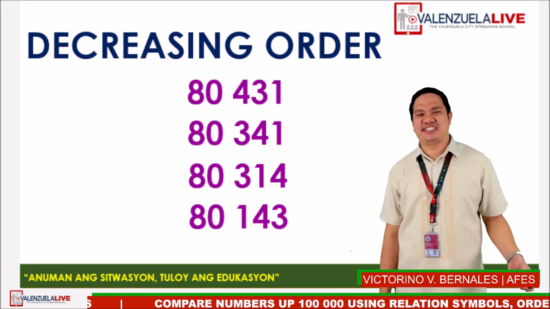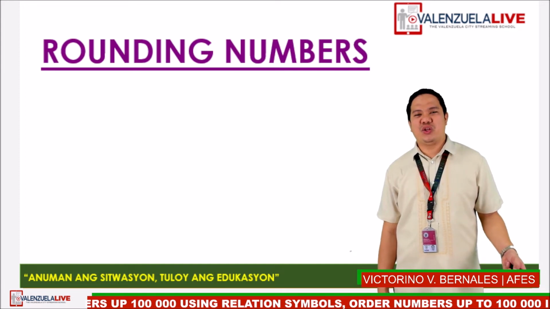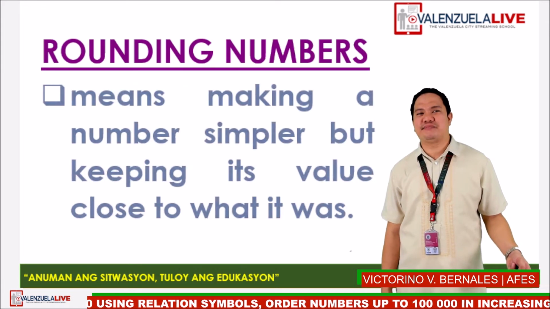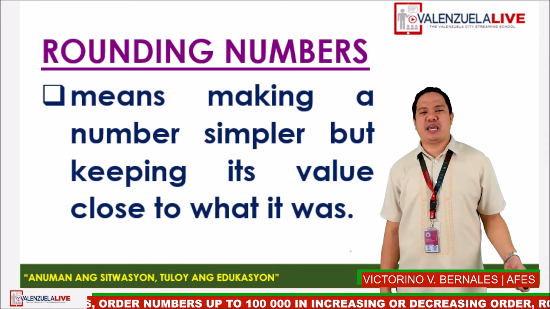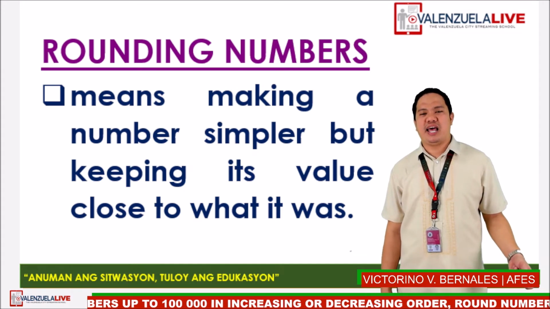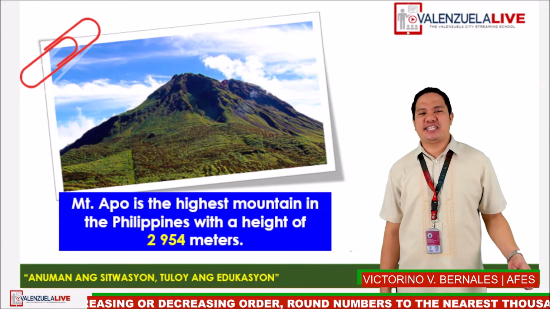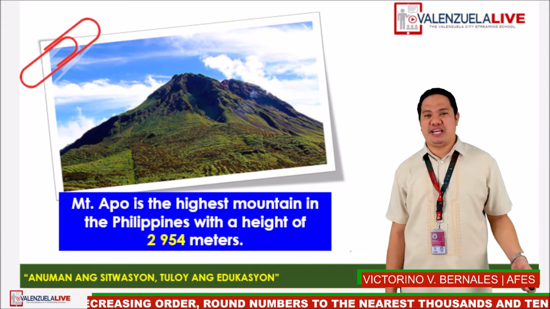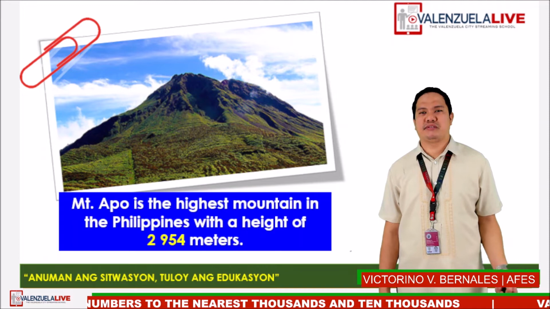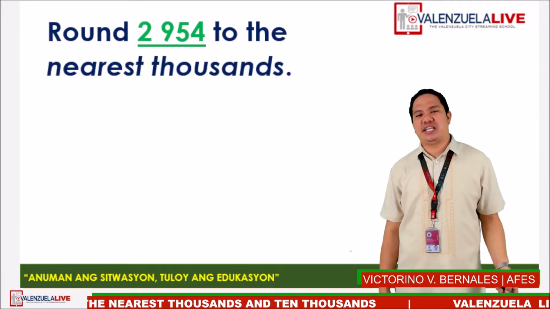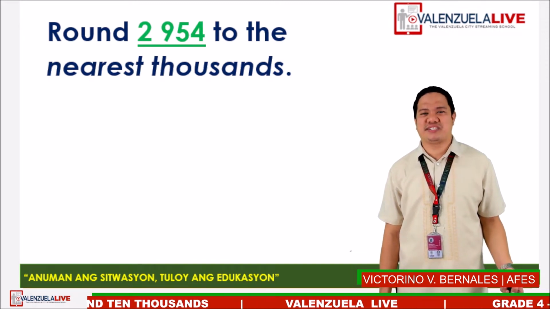That's great. And now, let us try to round numbers. Do you know what rounding numbers means? Rounding numbers means making a number simpler, but keeping its value close to what it was. Let us read this example. Mount Apo is the highest mountain in the Philippines with a height of 2,954 meters. Using 2,954, let us round it to the nearest thousands.